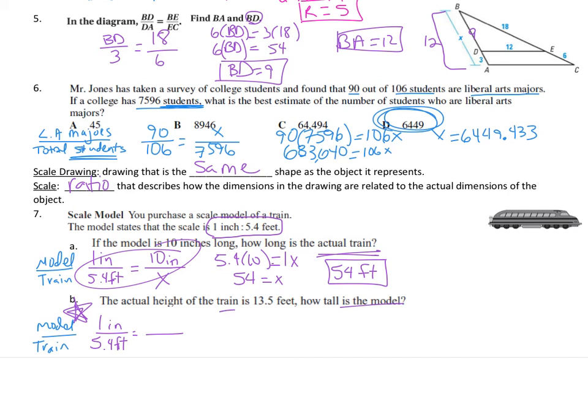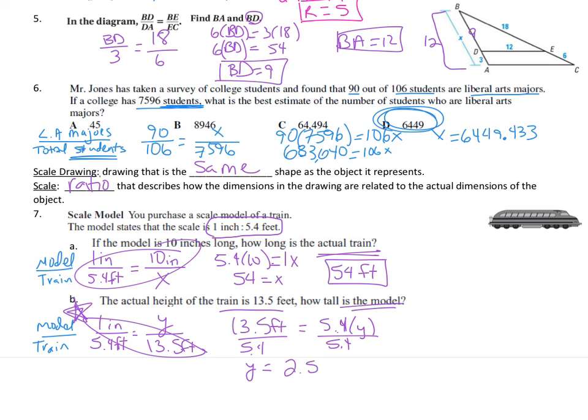All right, so this one, they give us the height of the train, and you want to find out how tall the model is. So since you do not have a model number, that's the top, and your train number should have been the bottom. So when you cross multiply, you'd get 13.5 feet equals your 5.4 times the y. So you should have divided by 5.4 on both sides. And your y value, or the model size, would be 2.5. Now remember, that is in inches since it's for the model. So 2.5 inches would be your final answer.